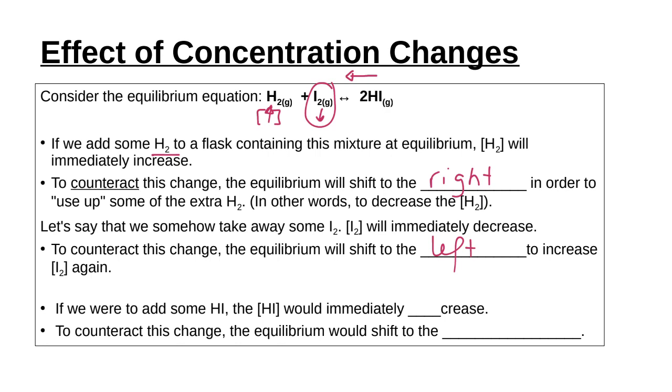If we add some HI, so let's pretend we're going to increase the concentration of HI here. Again, the system realizes there's a lot of products now all of a sudden. So similar to the above scenario, it's going to decompose and it is going to shift to the left side to try to decrease that concentration of HI. We missed that blank. If we add more HI, the concentration will immediately increase. So again, they're going to try to decrease that concentration by shifting to the left.